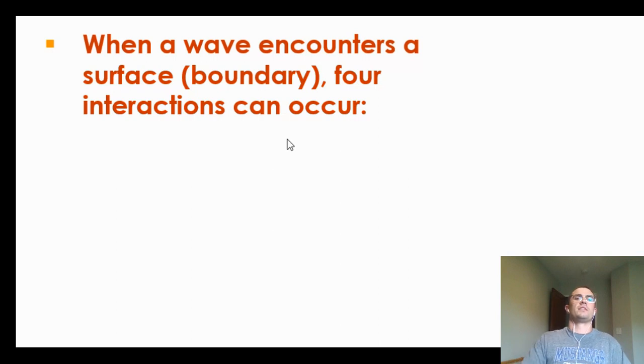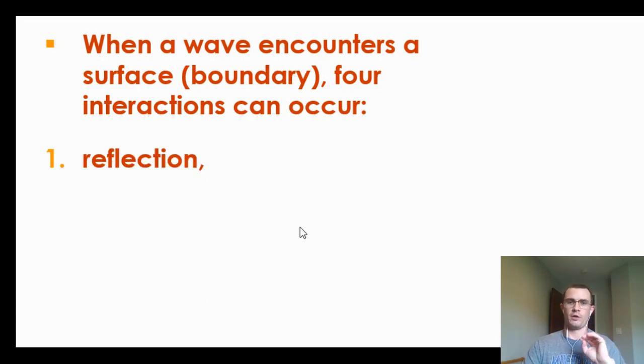Now, that's enough about the different properties. We've gone through wavelength, wave speed, frequency, all of those things. Now what happens when waves interact with other things? Like I gave you an example of throwing a ball into a pool. Eventually that wave is going to hit a boundary, the edge of the pool, right? Well, what happens to that wave? That's what these are. When a wave encounters a surface, we have one of 4 interactions that can occur.